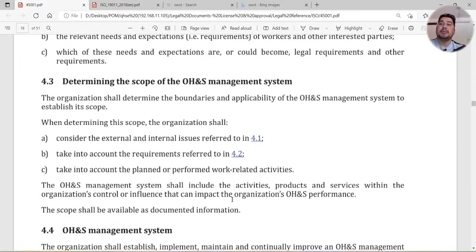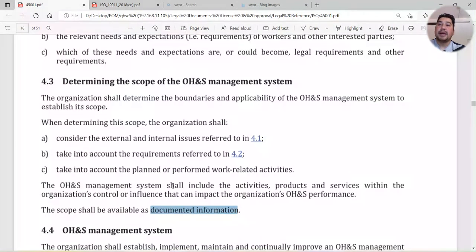The occupational health and safety management system shall include the activities, products, and services within the organization's control or influence that can impact the organization's occupational health and safety management system performance. The scope shall be available as documented information. So wherever you see documented information, you have to make sure that the scope is mentioned in your HSE plan or your ISO 45001 occupational health and safety management system plan. So that should be mentioned in there.